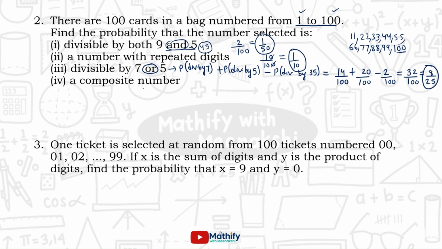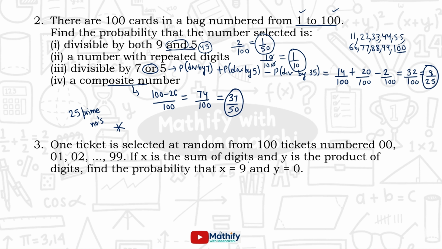Let's move to next part, a composite number. Now you should know that from 1 to 100 we have 25 prime numbers, and 1 is neither a prime nor a composite, so we have to leave 1 and 25 numbers. That means we have to subtract 26 numbers from 100 because those all are composite. So remaining ones are 74 by 100, and your answer is 37 by 50. Let's move to third question. One ticket is selected at random from 100 tickets numbered 00, 01, 02 till 99.